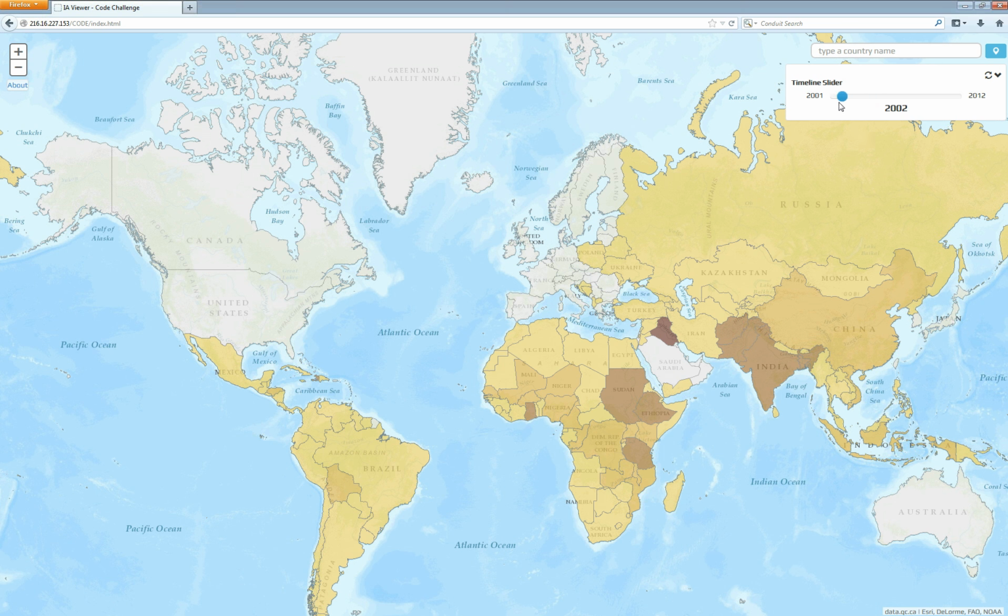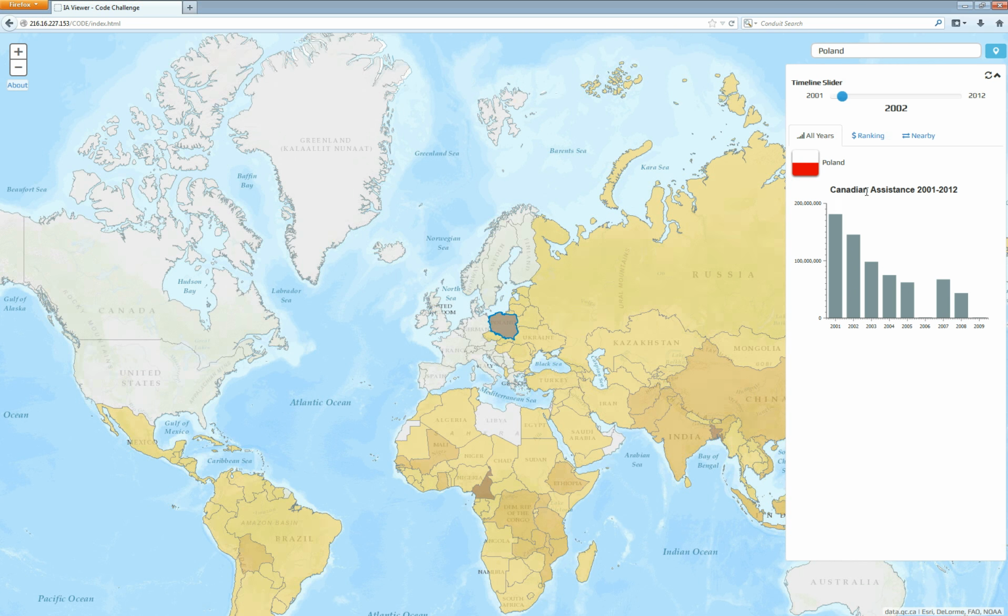In the early stages of this timeline, the data was available from 2001 to 2012. We were kind of surprised to see that there was a high amount of dollars that were actually going to Poland. We weren't expecting that.